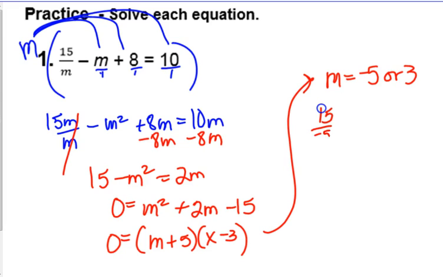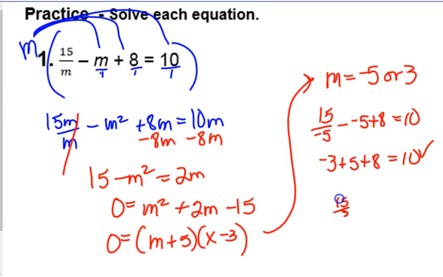I'll go real fast through the check here. If I put in the negative 5, I would get negative 3 plus 5 plus 8 equals 10, which is true. If I put in the 3, I get 15 over 3 minus 3 plus 8 equals 10, which is 5 minus 3, which is 2, plus 8 equals 10. That checks as well.